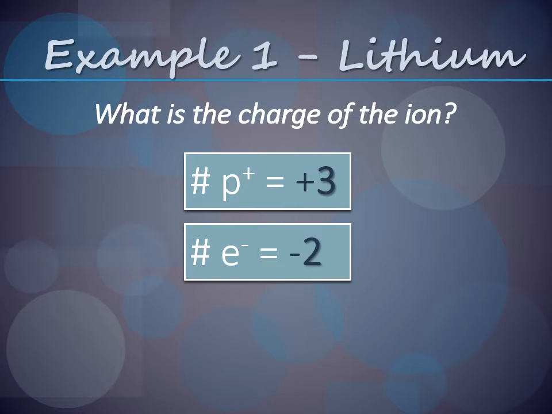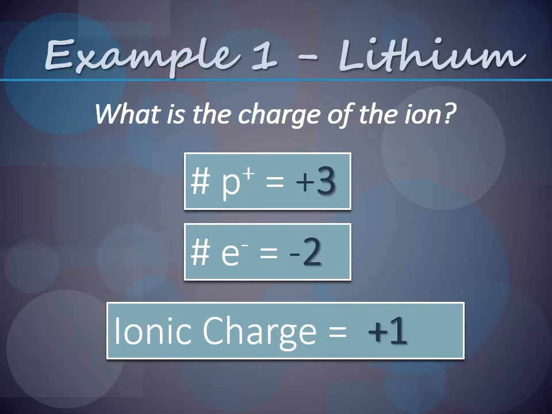So if there's 3 protons that have a positive charge and 2 electrons that have a negative charge, what's the overall ionic charge of lithium now? It's going to be 1 plus. 3 subtract 2 is 1. What charge is there more of? Well, there's more positive than there is negative. So lithium has a 1 plus charge.